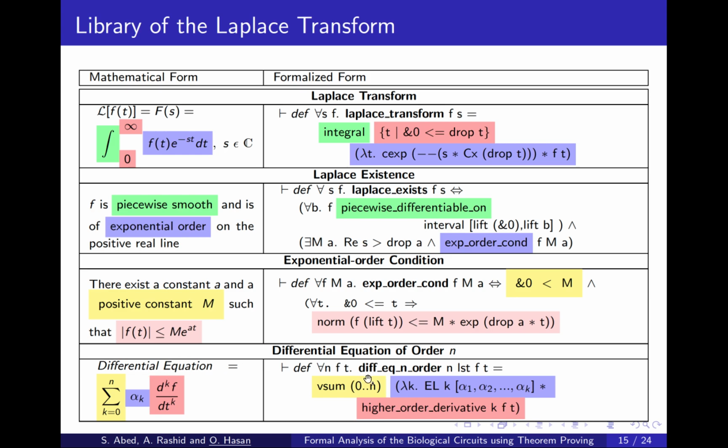As you can see, the function diff equation n order actually allows us to model differential equation of any order. It takes n, which is the order of the differential equation, then the list of the coefficients, and then you have the function which needs to be differentiated, and then the variable that you want to use for differentiation.